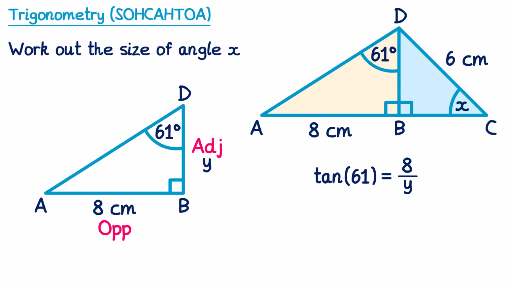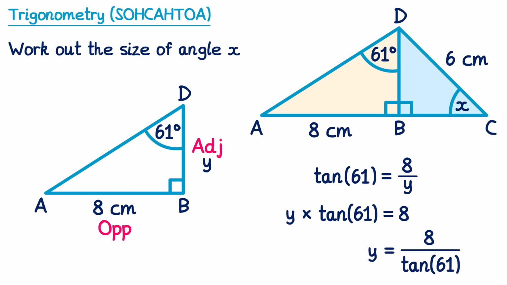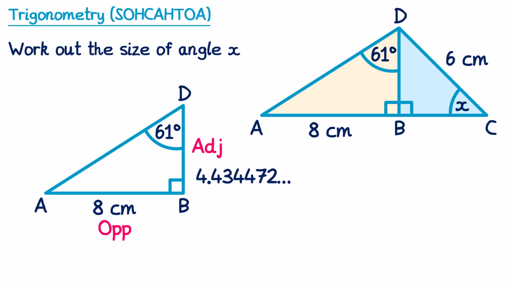So we can now solve this to find the value of y. To do this, we multiply both sides by y. On the left, this will be y lots of tan 61, and on the right, the y's will cancel, so we just have 8. Then we divide both sides by tan 61. This will give us y equals 8 over tan 61. If you type that into your calculator, it will give you this value here. So we now know the value of y is 4.434472 and so on. So I'm going to write that onto my triangle.